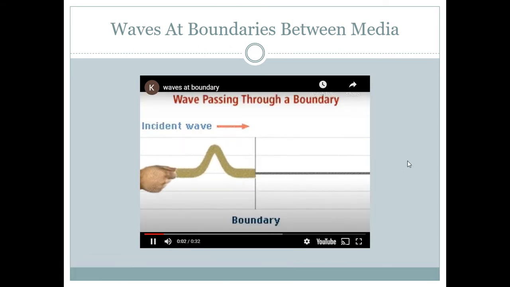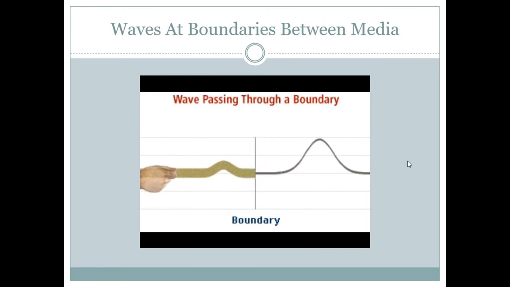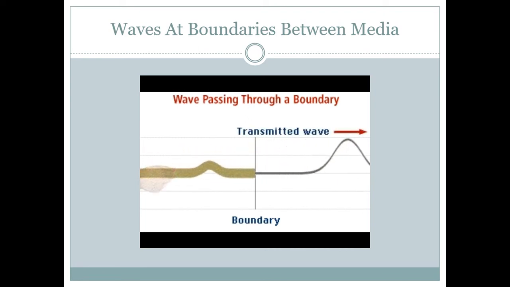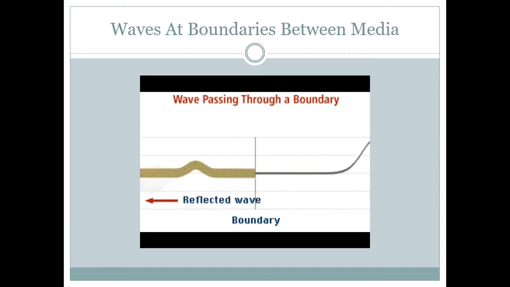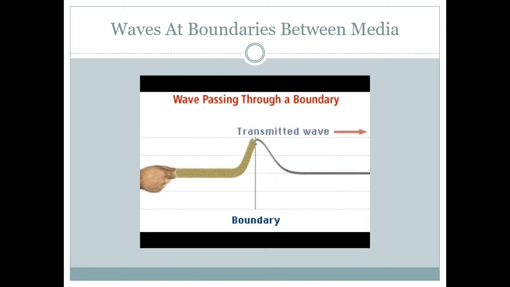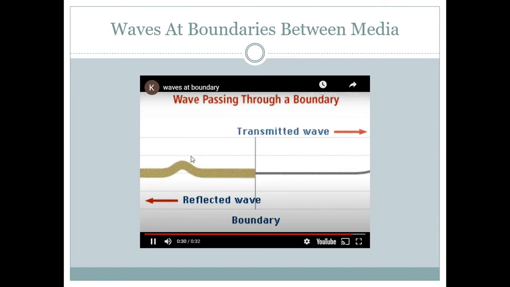Waves change when they hit a boundary between two different media. Part of the wave, called the transmitted wave, is transmitted across the boundary into the second medium. Part of the wave, called the reflected wave, is reflected at the boundary and moves in the direction opposite to that of the incident wave. Notice how it comes back on the same side?